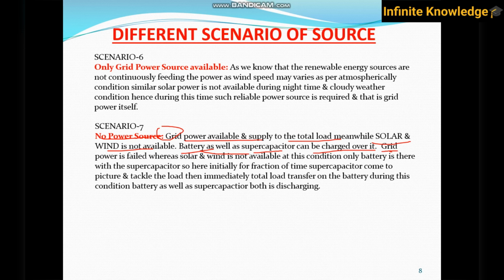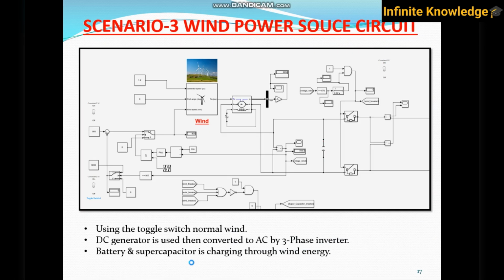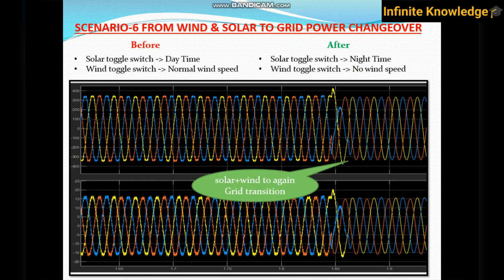Now if grid power fails while solar and wind are not available, only the battery is there with the supercapacitor. Initially, for a fraction of a second, the supercapacitor comes into the picture and takes the load, and then immediately the total load transfers to the battery, and the battery as well as the supercapacitor are both discharging. Right now we are going back to check how the waveforms look.